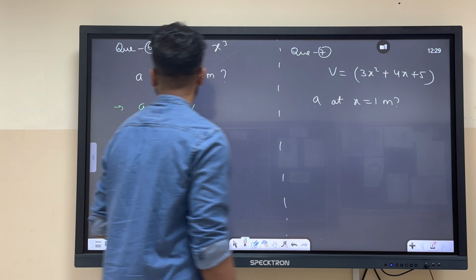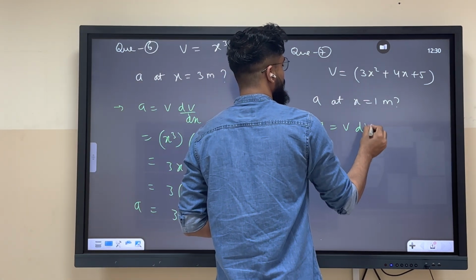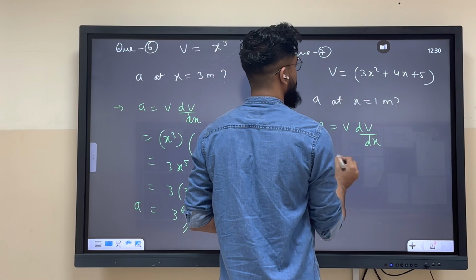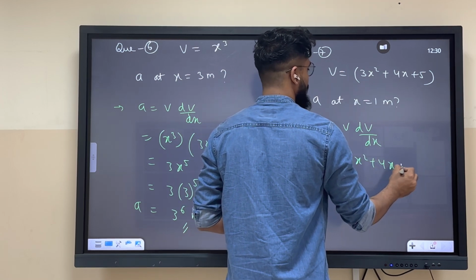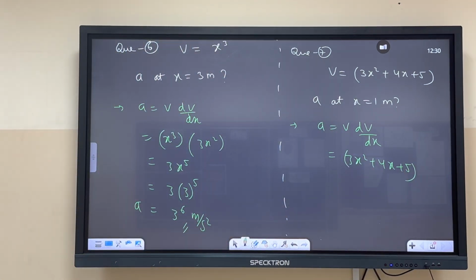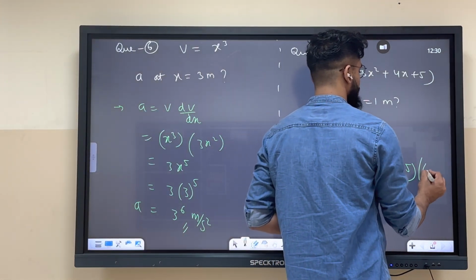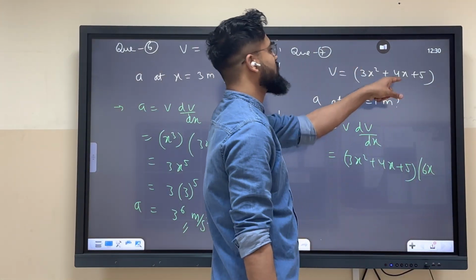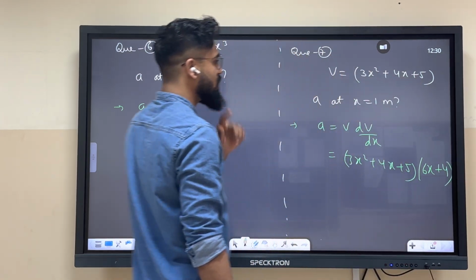Chalo. Now coming on to this question over here, a equals v dv by dx. What we can do is differentiation. Over here, 3x square plus 4x plus 5. This is velocity. Yes or no? v. Okay, d by dx of 3x square plus 4x plus 5 will be what? Its differential will be 6x, correct? 6x, then its differential will be 4. Differential of 5 is 0, so we are not writing it.